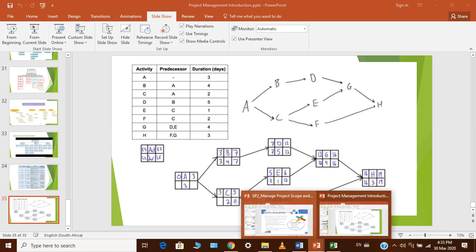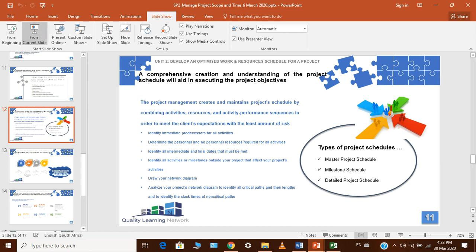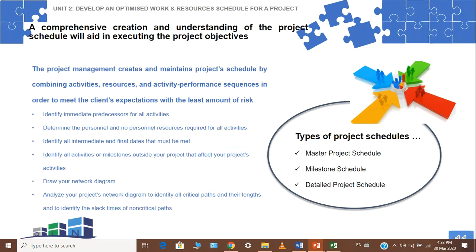If we have a look at our theoretics, a couple of things to note when we are maintaining our project and combining our activities, resources, and activity performance sequences to meet our project deadline. There are a couple of things we have to consider, for example, identifying our immediate predecessors for all activities.